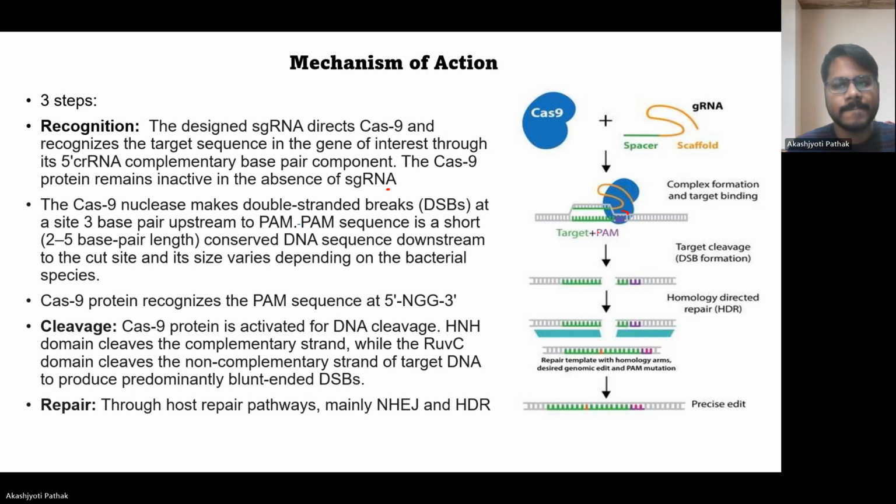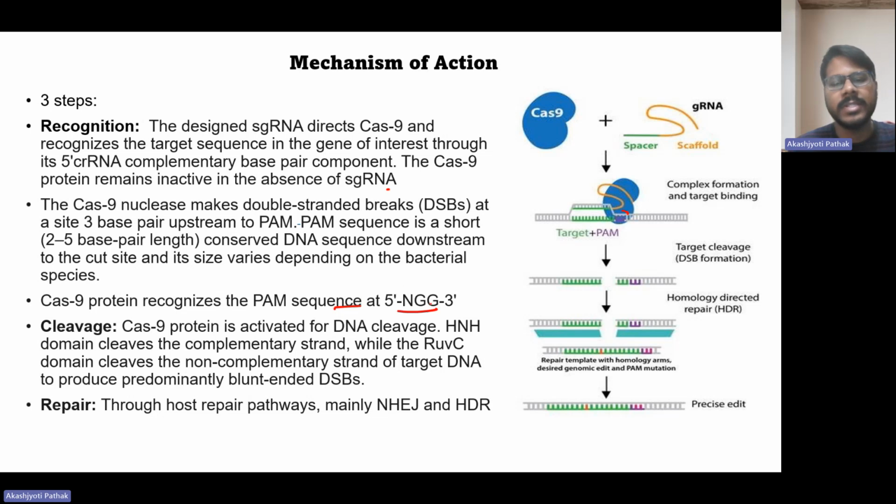So this PAM sequence is very essential, because if it is not present, then this CRISPR ribonucleoprotein complex will not go and bind to the target DNA. So there has to be a PAM sequence, and its size varies depending on the bacterial species. The Cas9 protein recognizes the PAM sequence.